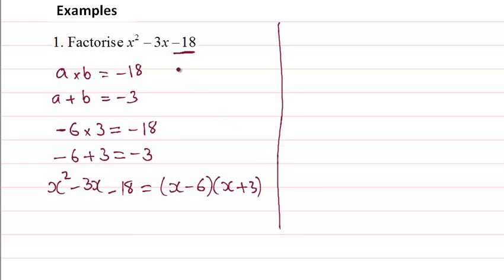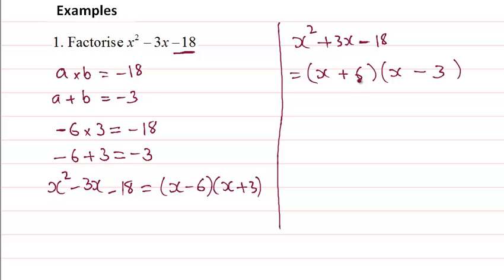But just suppose the question was the other way around. It was x squared plus 3x, not minus here, but minus 18. Then the only difference is we're going to get x in the first bracket, also in the second, but the sign of these two numbers would change. So this would be plus 6 and this would be minus 3, because these two add up to plus 3 this time, but when we multiply we still get minus 18.